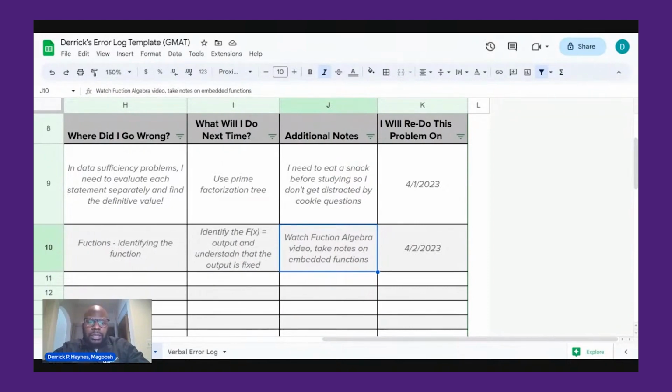The output is fixed. And how will I address this? Watch the function algebra video. Take notes on the embedded functions. And will I try this again? I'll try this again in a week from now. And it's like that constant rinse, wash, repeat that you want to keep working on is how you build out an error log and how you work on a problem set. Okay. And so for that, you could go to custom practice.